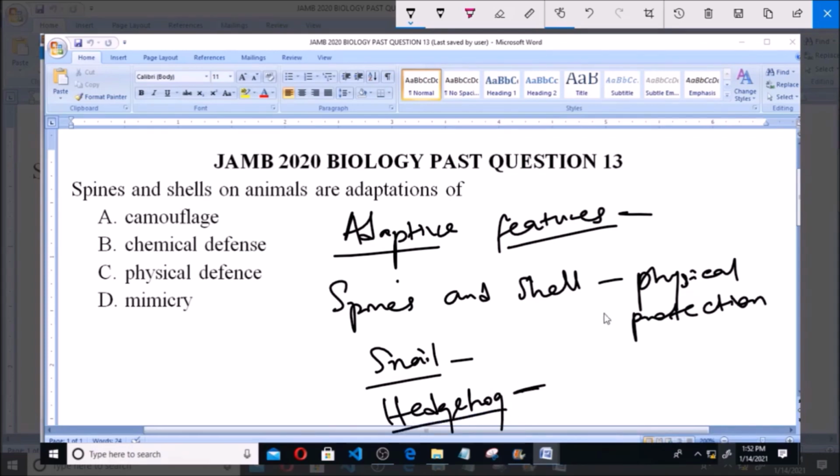Some animals also display chemical defense, that is, they release harmful chemicals that chase away their predators. And others exhibit camouflage, that is, they change their color to the color of the environment. A typical example is the chameleon.